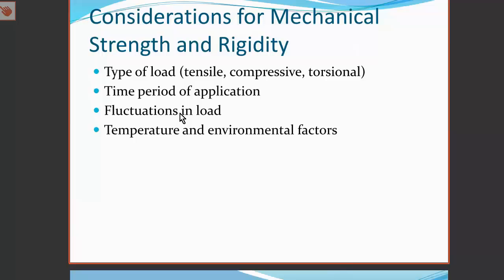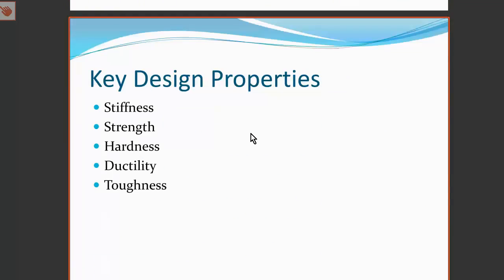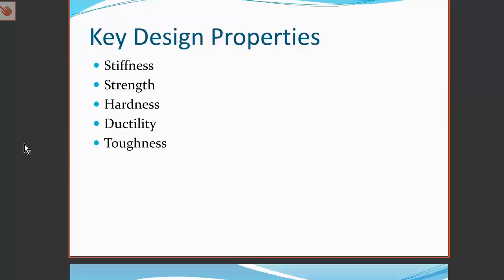We want to be aware of any fluctuations in the load, particularly cyclic fluctuations, as this will reduce the load-bearing capacity if we have to consider factors such as fatigue. And of course we have to consider the effect of temperature and other environmental factors on the mechanical properties of the material. The design properties that we will introduce in this chapter will relate to the stiffness of the material, its strength, its hardness, ductility, and toughness.